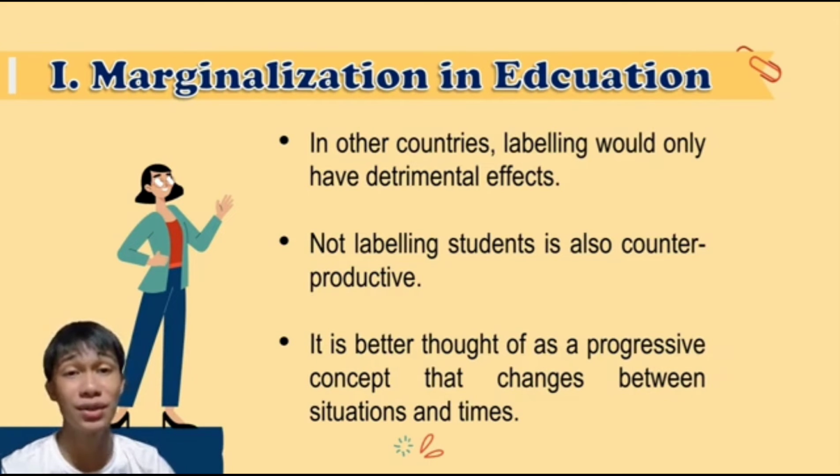Not labeling students is also counterproductive. It is impractical because it means they will not be given any form of attention, be it positive or negative. If they do not get attention or importance, it would seem like they don't exist at all. They would be easily forgotten, which is not good. Because of this, we can say that marginalization can be interpreted differently by people who come from different backgrounds. It is better to see labeling as a progressive concept that can change between situations and times.